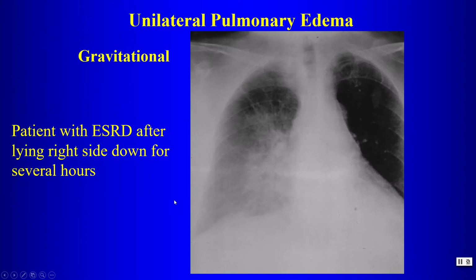Here's an example of gravitational asymmetric pulmonary edema. This was a patient with renal failure, was lying right side down, and you can see that there's consolidation here mostly on the right side.